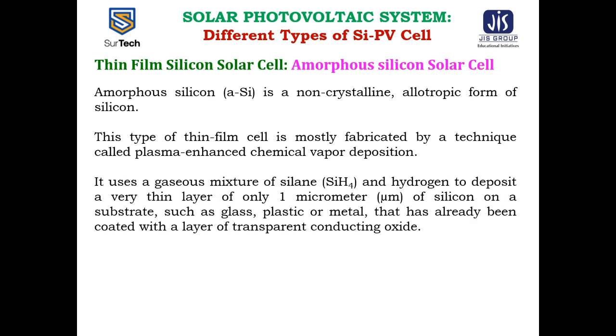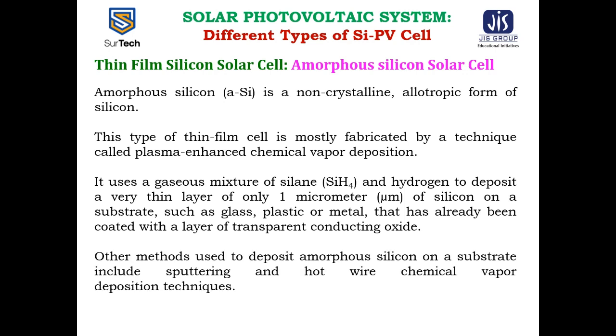It uses a gaseous mixture of silicon and hydrogen to deposit a very thin layer of only 1 micrometer of silicon on a substrate such as glass, plastic or metal that has already been coated with a layer of transparent conducting oxide. Other methods used to deposit the amorphous silicon on a substrate include sputtering and hot wire chemical vapor deposition techniques.